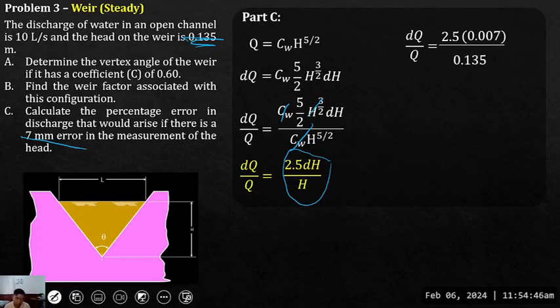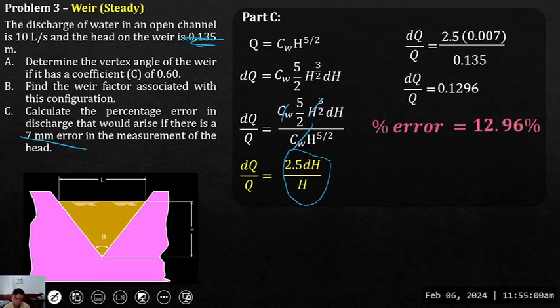So what is now the relative error? Multiply mo siya ng 100 para maging percent error na siya. No? So yung dq over q, that's what we call the relative error. Pag imultiply mo siya ng 100, magiging percentage error na siya. So that's 12.96%. That's the error for letter C. Sige, may take a screenshot.